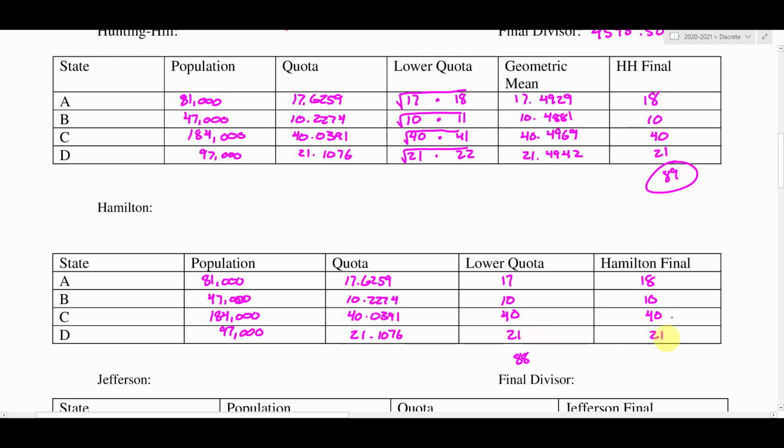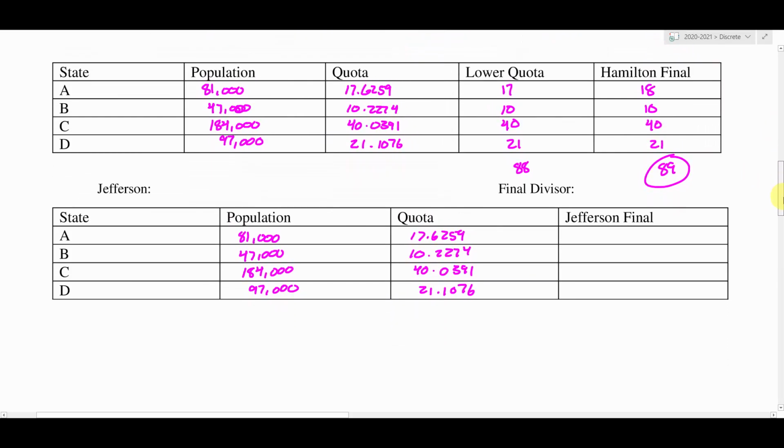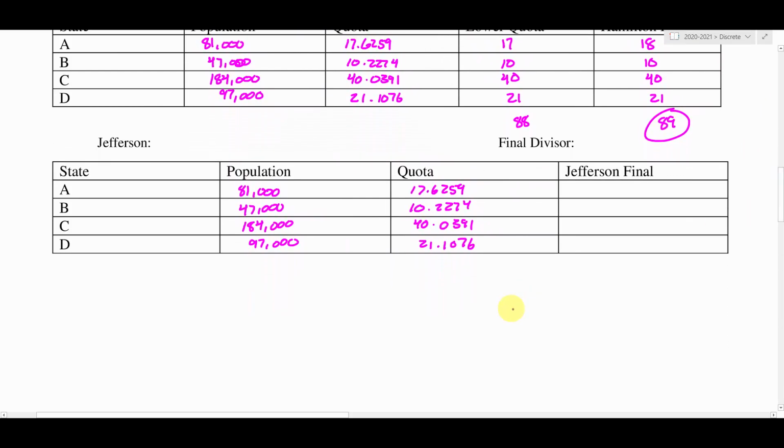And again, you'll notice that this apportionment is the same as what we got in Huntington Hill and Webster's, so this will add up to 89, and this becomes our final apportionment. So far we see Webster, Huntington Hill, and Hamilton all getting the same exact apportionment. All three of those methods have agreed with each other so far. Okay. Now let's take a look at Jefferson's method. This is the last of the four that we need to talk about.